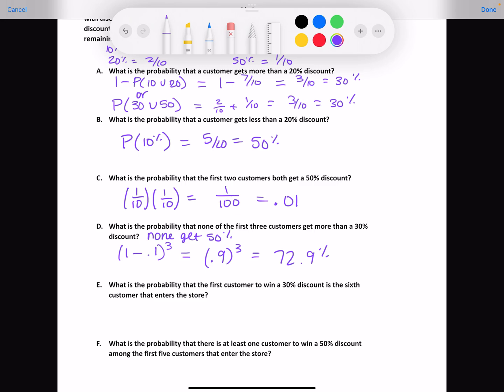So what is the chance of getting a 30% discount? 2 out of 10, or 0.2. Anything else is 0.8, so the first 5 people getting anything but a 30% is 0.8 to the 5th: 0.8 times 0.8 times 0.8 times 0.8 times 0.8. Then your 6th person gets a 30% discount, so that's times 0.2. So this is going to be 0.0655, which is 6.6%.